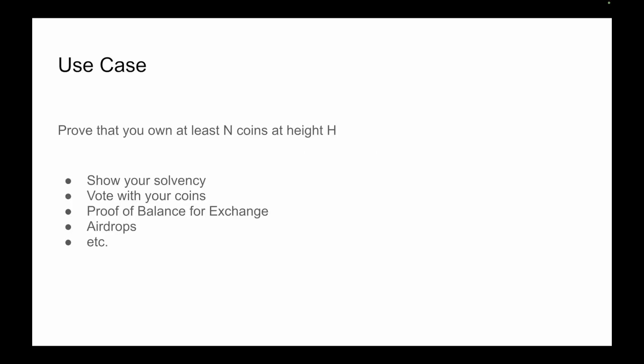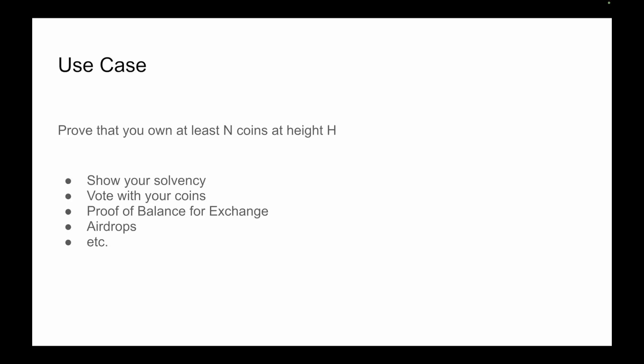All right, so what's the use case for this? The main idea here is that you want to prove that you own at least a certain balance, n coins, at a given height h. It doesn't prove that you will have these coins later than h. You can spend it all after that. And of course, you may have more than n coins. You don't have to show all your money, but at least it shows that you have n.